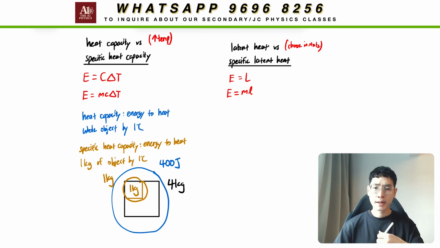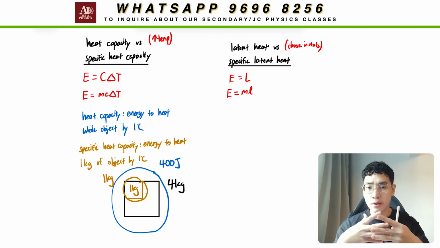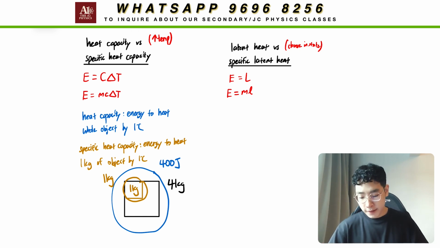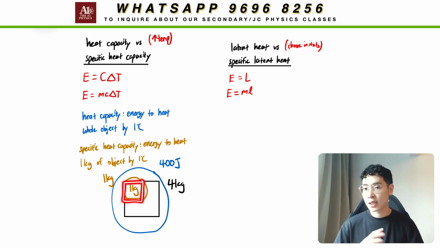So can you see that over here, the heat capacity depends on how big the object is, right? The more mass the object has, the more energy you need to heat up the whole thing. Whereas for specific heat capacity, it doesn't depend on the mass, right? It's just per 1 kg. This one is a fixed number.